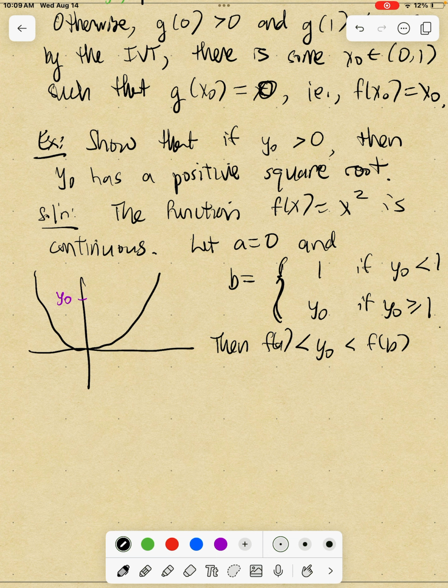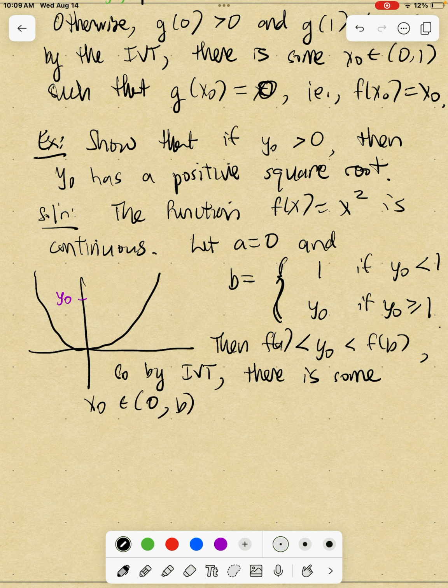Because f of a is equal to 0, and we designed b so that y naught is always less than f of b. So by the IVT, the intermediate value theorem, there is some x naught in the open interval from 0 to b such that f of x naught equals y naught, i.e. x naught squared equals y naught. So every positive real number has a positive square root. So finally, we know that it does make sense to refer to the square root of a positive number.